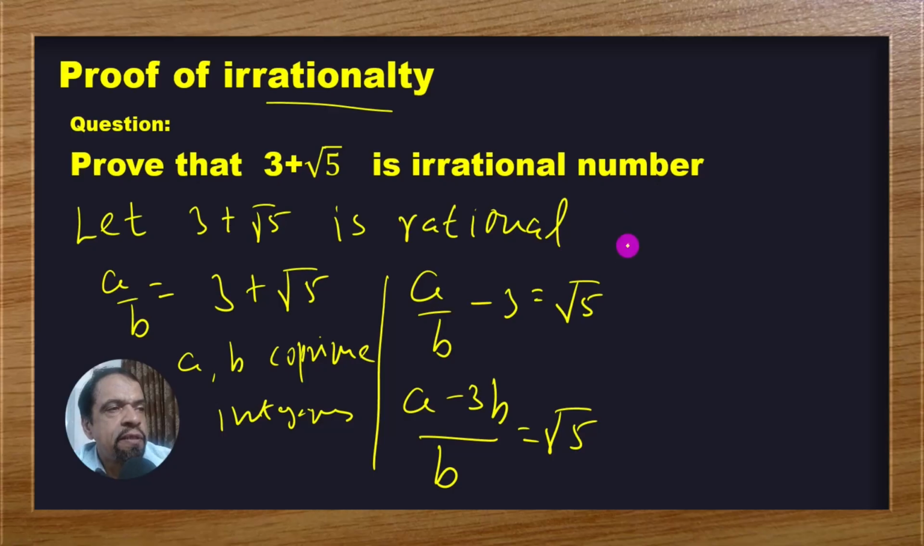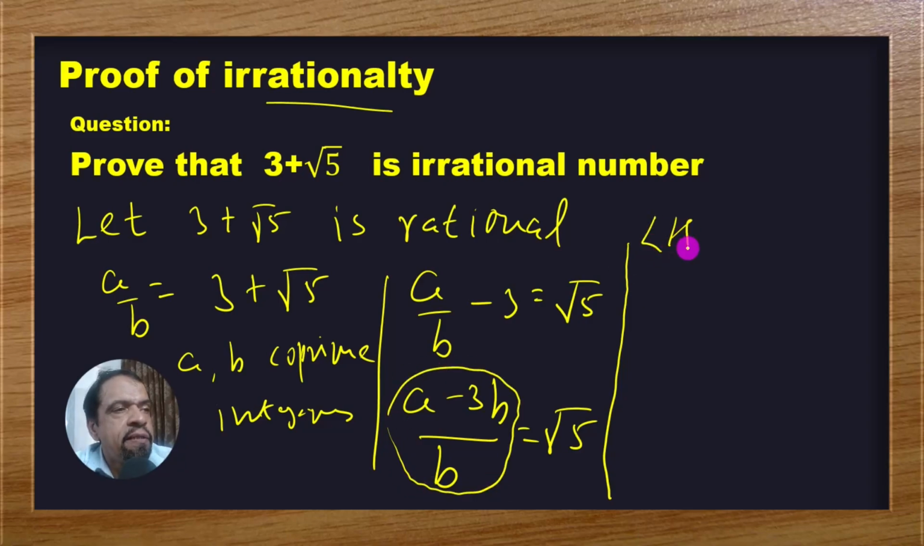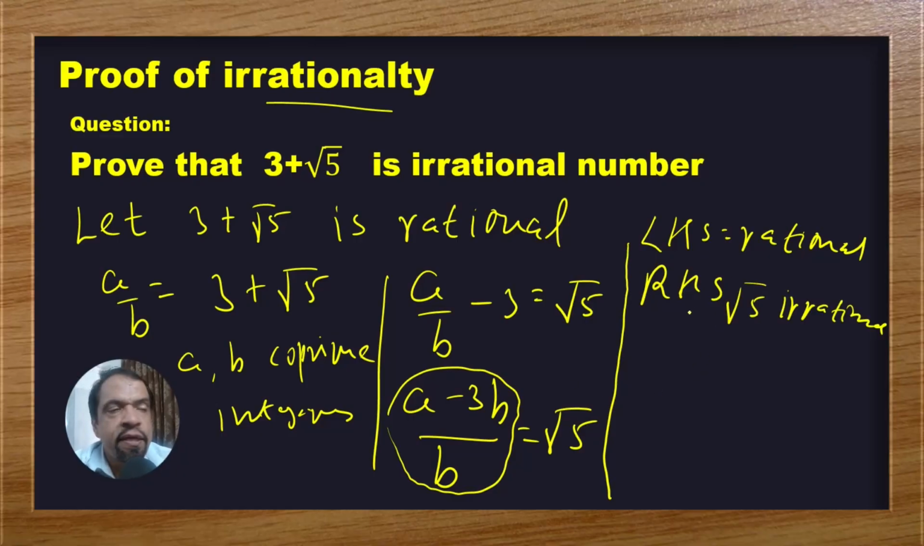Now focus here student. In LHS, a, b, 3 are integers. In LHS, all numbers are integers, so this whole expression is rational. In LHS, the whole expression is rational. But in RHS, since 5 is not a perfect square, unlike 25 or 100 whose roots can be rational, it is irrational. So it contradicts our assumption that LHS equals RHS, because LHS is rational and RHS is irrational.